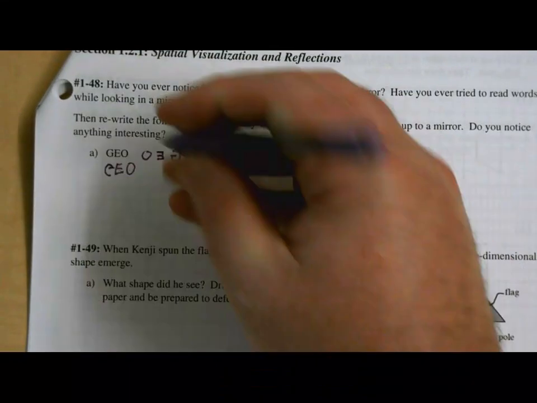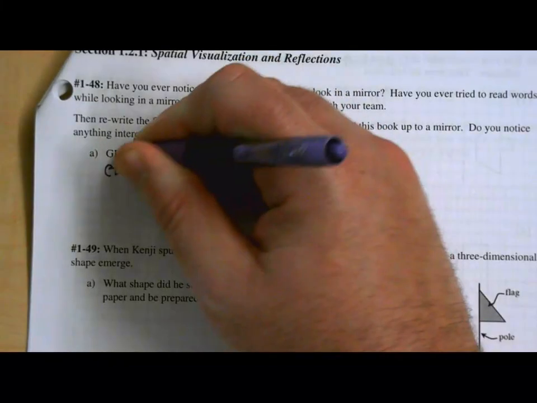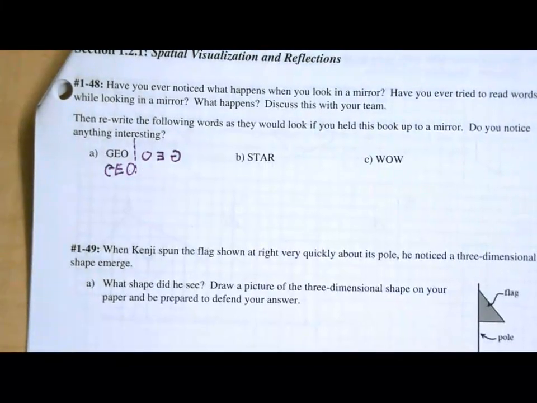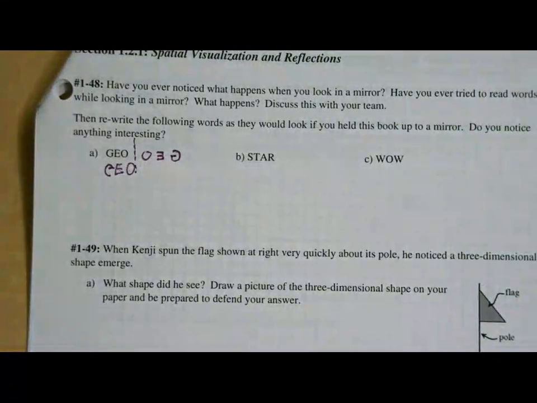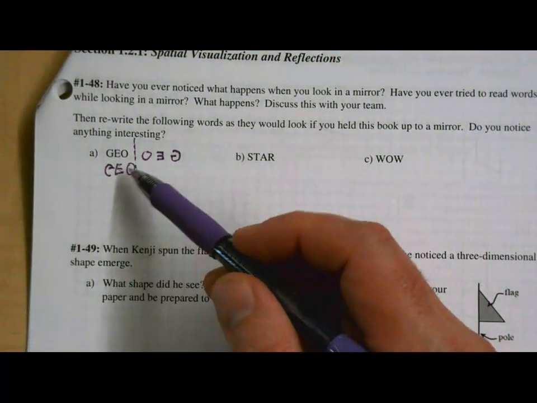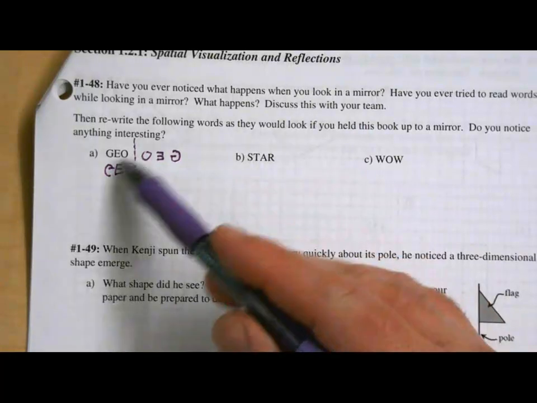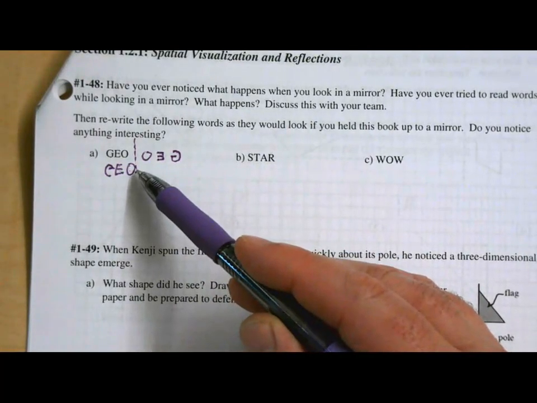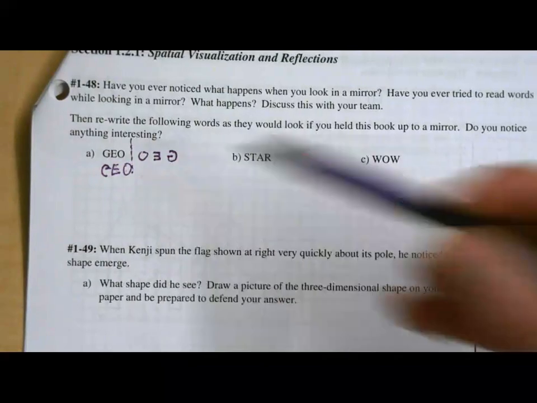When you look at something in the mirror, it's reflecting it, right? You're kind of making a reflected image, and it kind of depends on where your mirror is, right? If your mirror's below it, and you've got your mirror sitting like this, you're going to see something that looks like this. And if it's to the side, you're going to see something that looks like this.